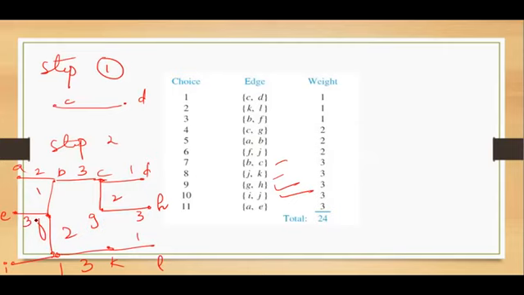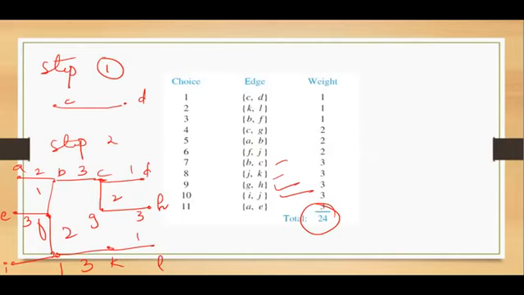Now, if you notice, for both of them, did I take FG? No. But if you check, for both of them, the total weight is 24. For Prim's also we got the weight as 24, and for Kruskal's we are also getting the weight 24. So both of them are giving the same answers, just the method that we are using is different.